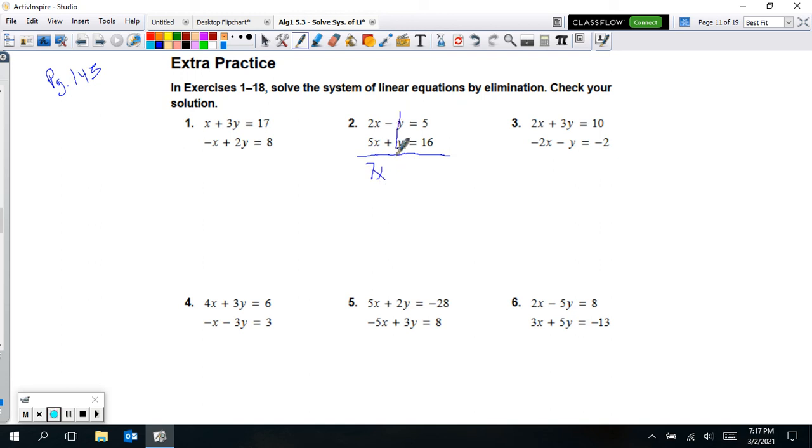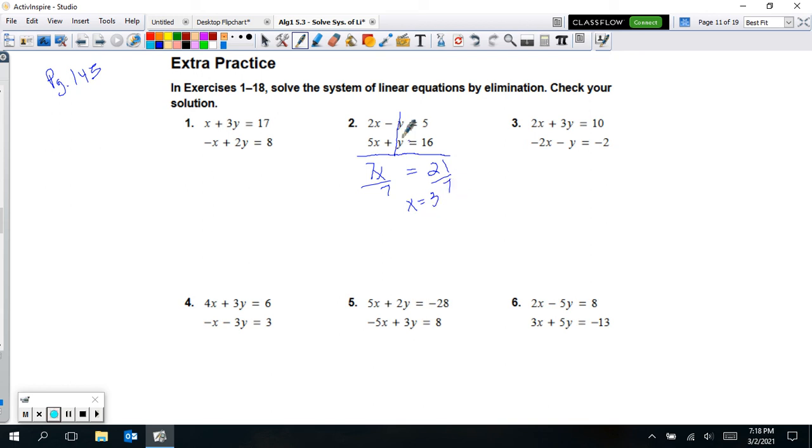And when we combine these two, you cancel them out. They're opposites of each other. That's what we need to have. We need to have one of them, either x's or y's, be opposites. Equal sign comes down, combine the 5 and the 16 to give us 21, and now divide by 7, and we've quickly found what x equals. X does equal 3.